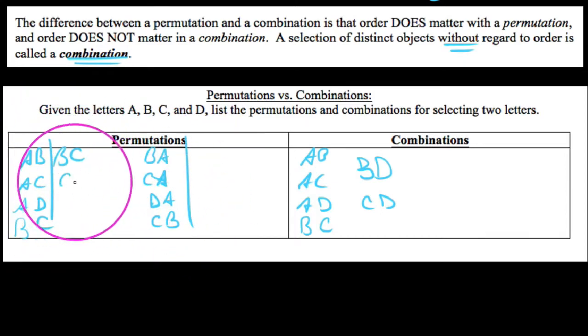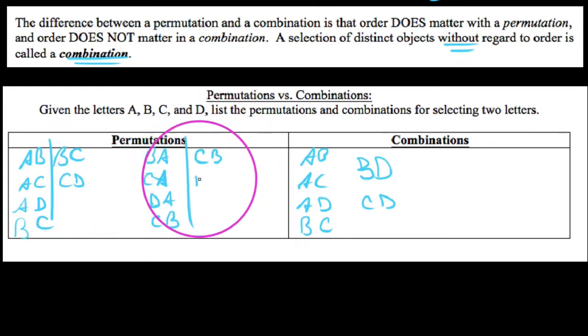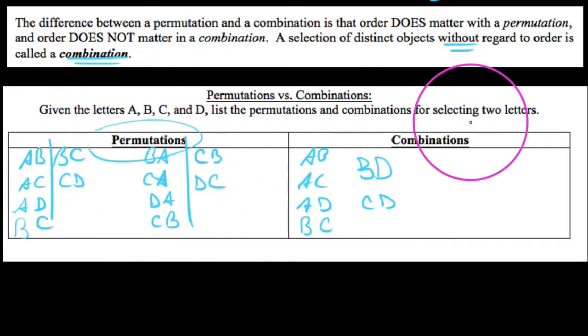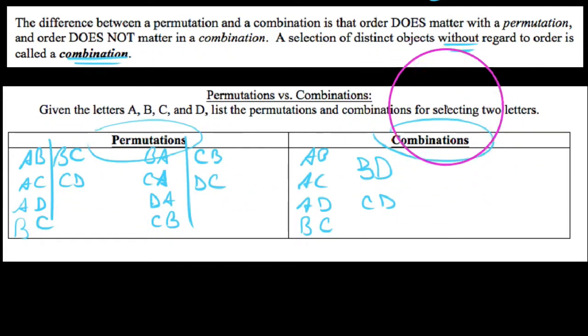However, we've got reversals as being different things because order would matter in a permutation sense. So you could see that in this instance, there's actually twice as many permutations as we have for combinations. And so here's the interesting thing about it. We could still go ahead and do a permutation formula for this.